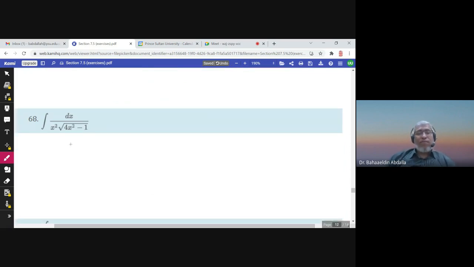Well, here I have 4x squared minus 1. So I take 2x equals secant theta, section 7.3. And then 2 dx would be equal to secant theta tan theta d theta. And this integral would be, well, I need 2 dx, so let me write here 2. And here I have secant theta tan theta d theta.